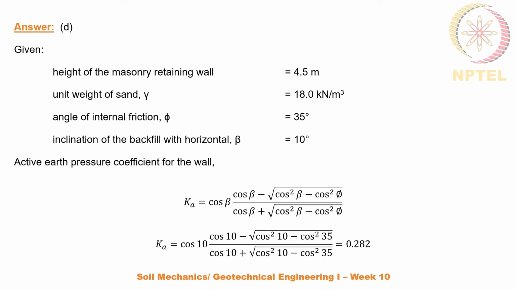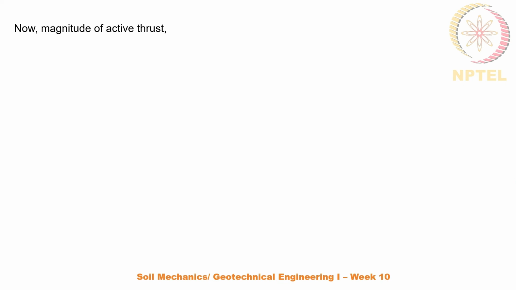Now, in the current problem, we need to determine the magnitude of active thrust, the equation for which is half Ka gamma h square. So, substituting, we have half into 0.282 into 18 into 4.5 square, which gives us a value of 51.39 kilonewton per meter.